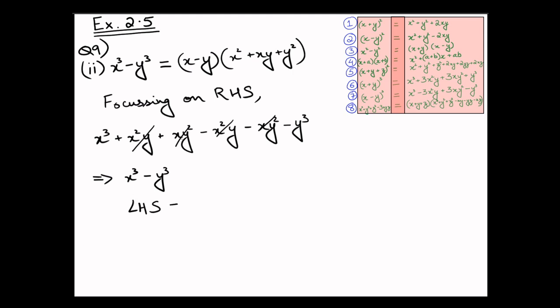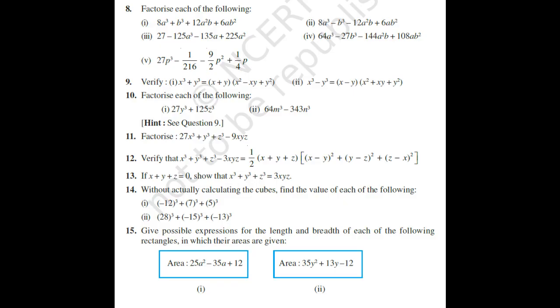And so we have shown that the left hand side of the equation is equal to the right hand side of the equation, and hence we have verified this problem. Question 10 of the exercise is asking us to factorize each of the following. The first part here is 27y cube plus 125z cube.